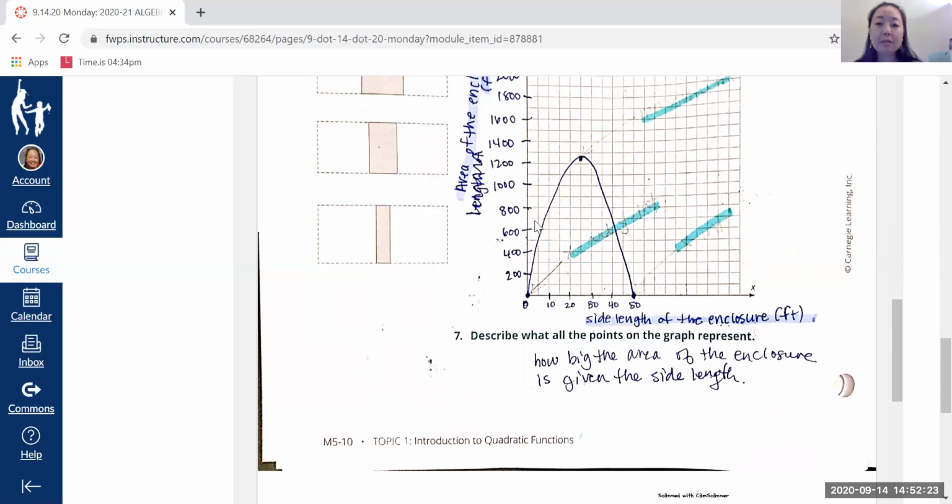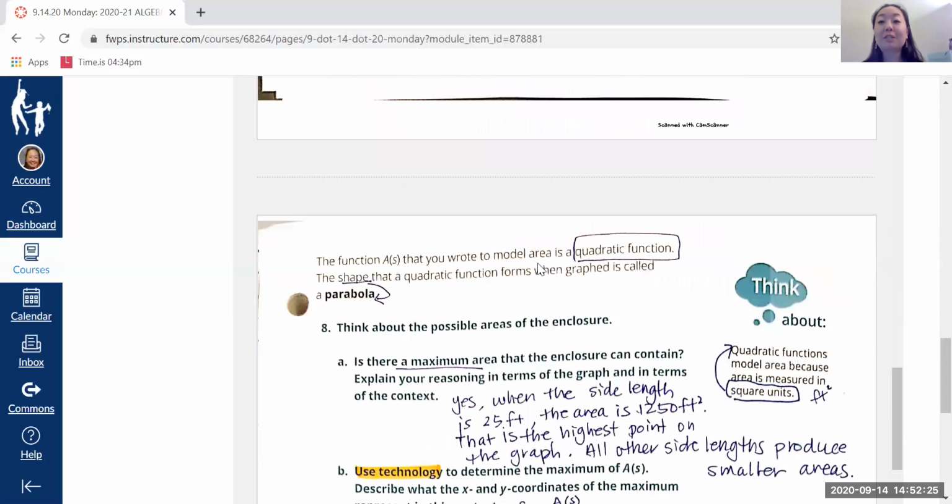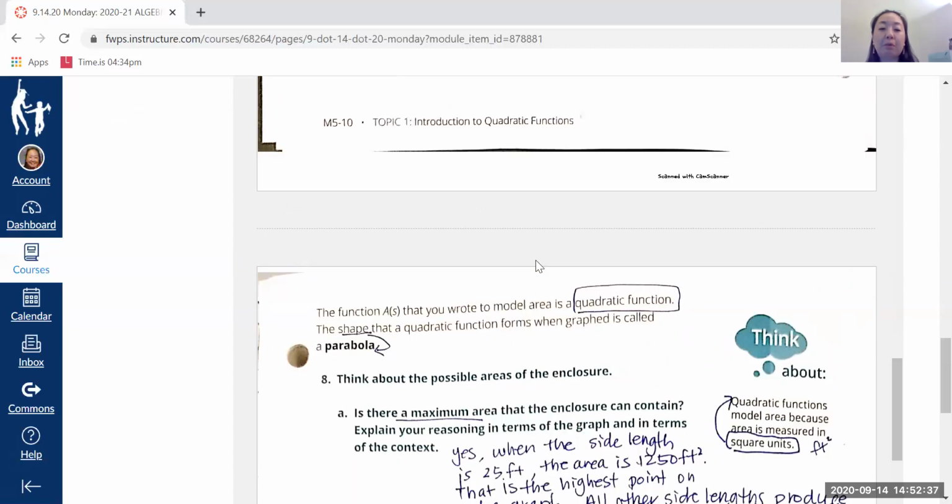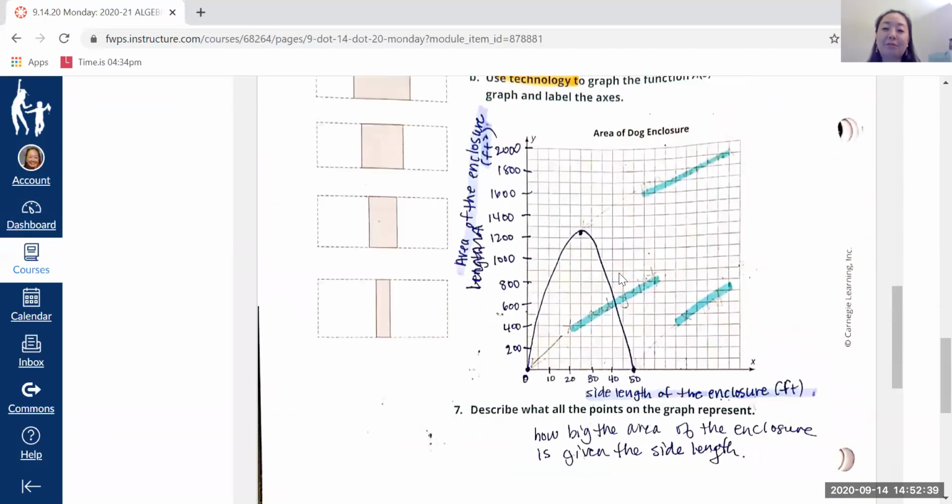Okay, so we're going to go to the next page because we're not done yet, because remember page 11. So the function A of s that you wrote to model the area is a quadratic function. The shape that a quadratic function forms when graphed is called a parabola. So this right here is called a parabola.